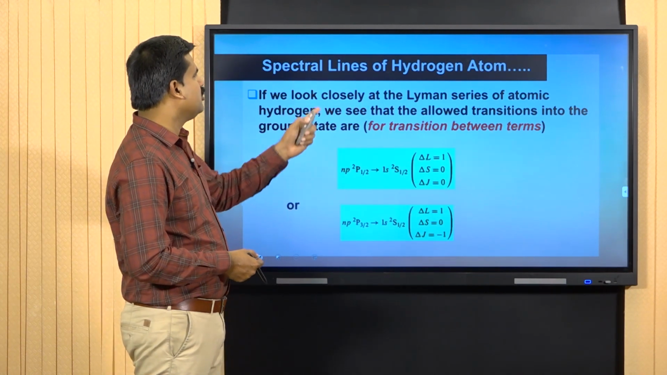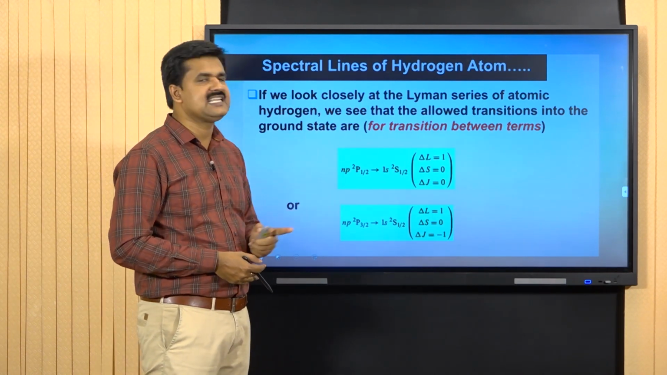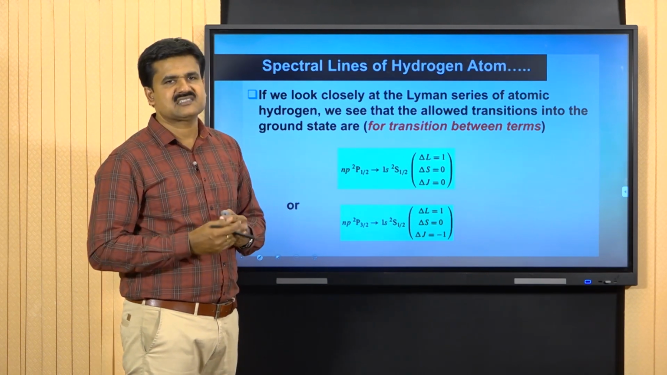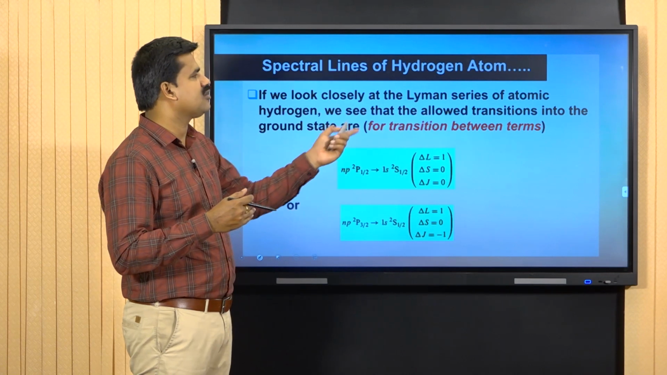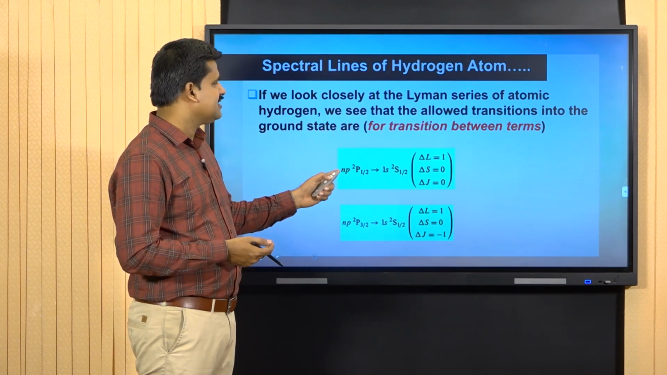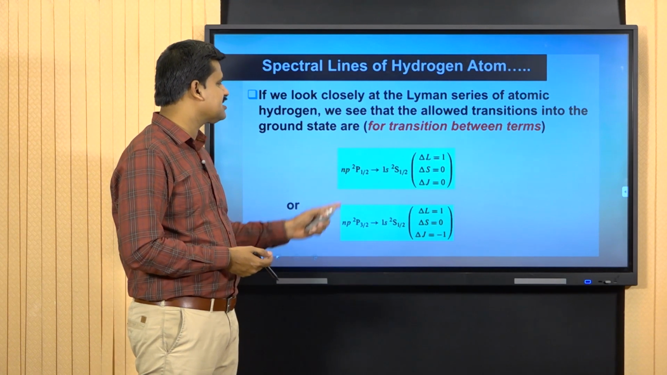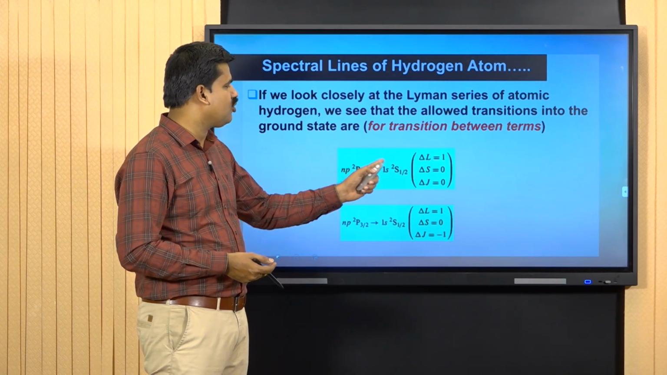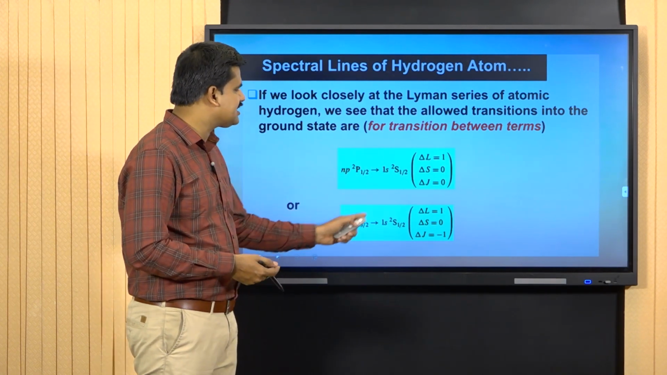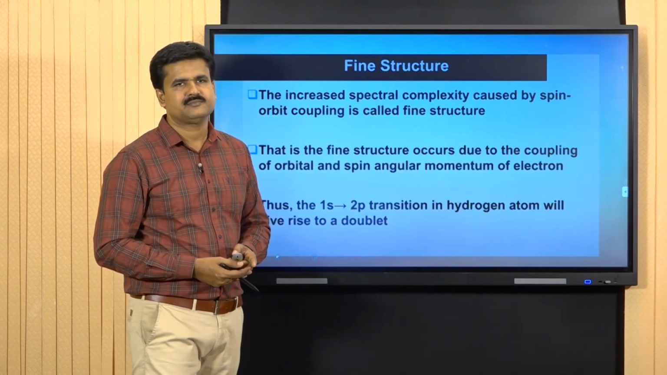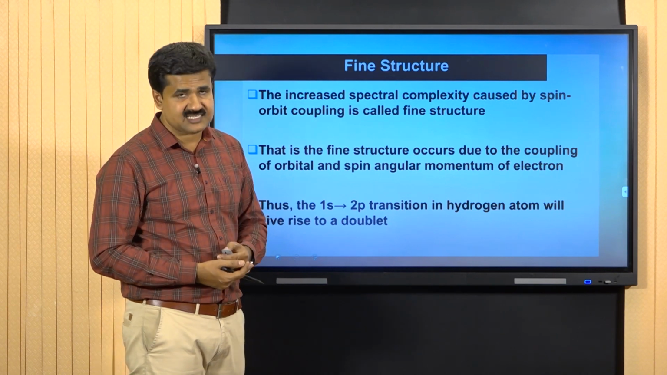And if we look closely at the Lyman series of atomic hydrogen, we see the allowed transitions into the ground state. For transition between terms, there are two p terms possible. The p term symbols are 2p1/2 and 2p3/2. The allowed transitions are the 2p1/2 to 1s transition and the 2p3/2 to 1s transition, governed by this set of selection rules.